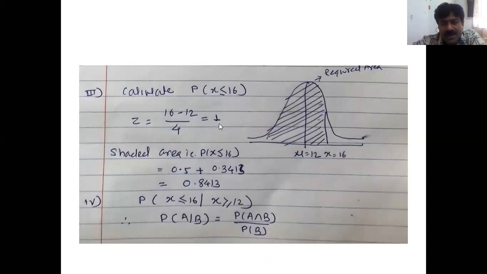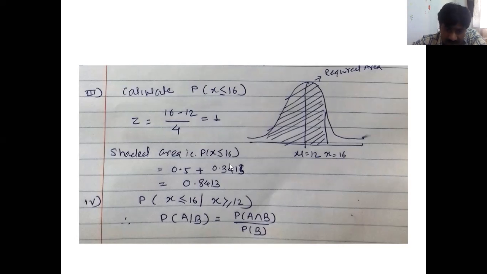Z will come 1. Now we have drawn this bell-shaped curve to find the required area. At the center, the mean is equal to 12. We need to calculate the probability of x less than or equal to 16. So let's put our horizontal line here that will represent x equal to 12. The center is mu equal to 12, that is the mean, and the shaded area is less than or equal to 16. This complete shaded area will be the required area, right?